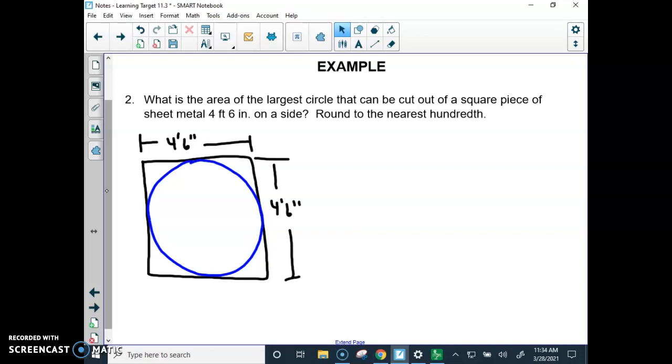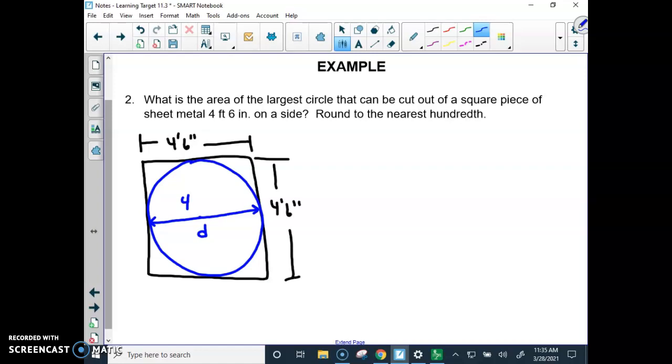Okay, so let's go ahead and work the problem. Now, if you look at 4 feet 6 inches, ladies and gentlemen, if you take a look at the center, that is actually the diameter of that circle. The diameter of the circle, because it touches both sides of the square, is 4 feet 6 inches.